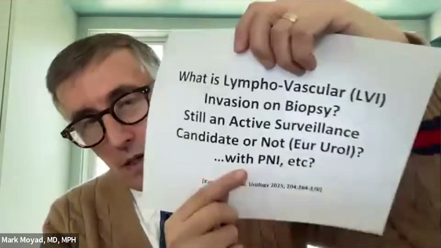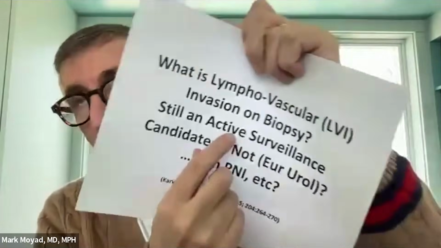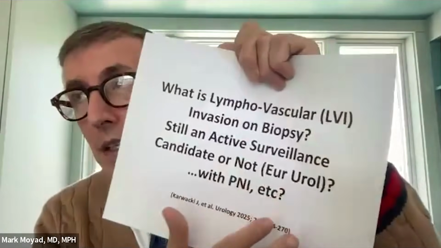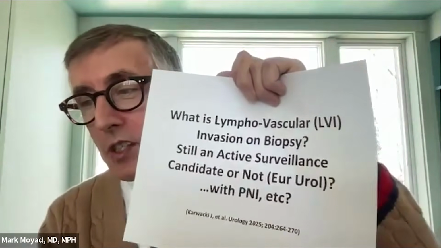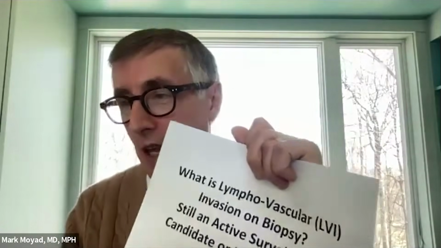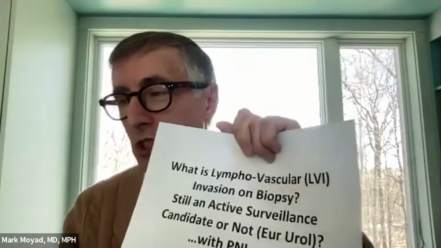It is called lymphovascular invasion on biopsy. Maybe you want to explain what lymphovascular invasion on biopsy is, because you see them on pathology reports. And let's just say you have that. The European urologists are now saying you're not a candidate for active surveillance. So that's a two-part question. What is lymphovascular invasion? And why are the Europeans now saying in guidelines you're not a good active surveillance candidate? Why aren't we hearing more about LVI?